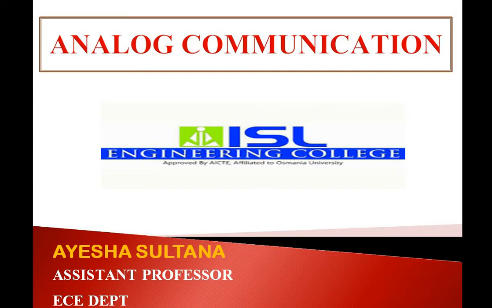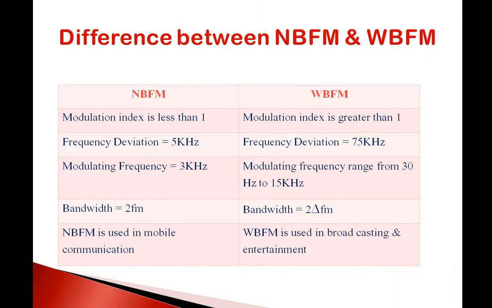In the last class, we saw the time domain representation of narrow band frequency modulation as well as wide band frequency modulation. I hope you remember what narrow band frequency modulation is. If the beta value, that is the modulation index, is less than 1, meaning you have less modulation, then it is called narrow band frequency modulation. For wide band frequency modulation, the modulation index beta is greater than 1. So today we will see the first part, the difference between narrow band frequency modulation and wide band frequency modulation.